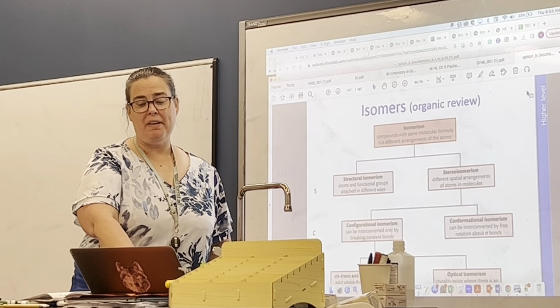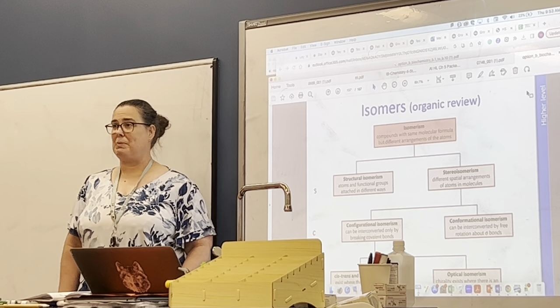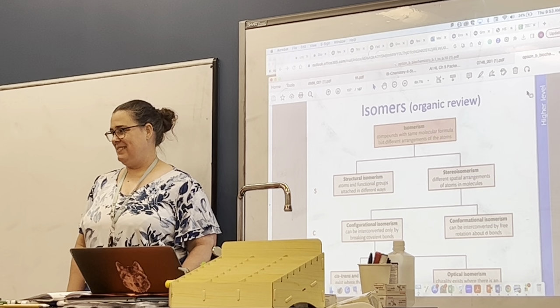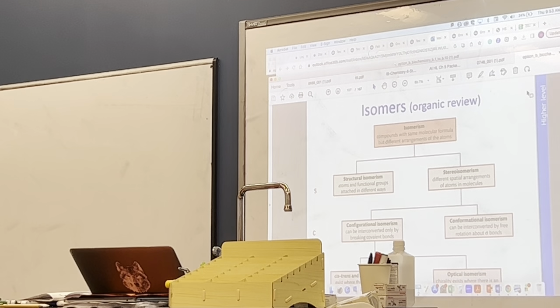someone else. You might recall that isomers come in many flavors. Remember this? Okay, so isomers are things that have the same chemical formula but different structures. And the first branching point we took was structural isomers.